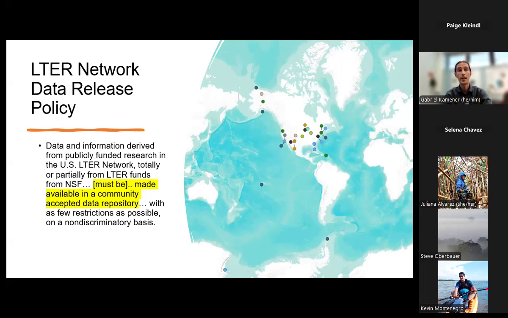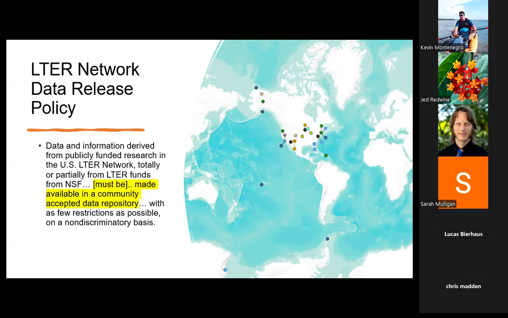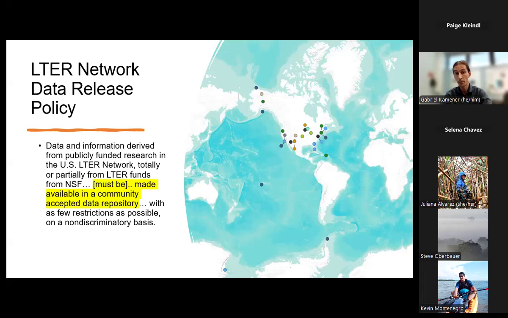And the LTER network has a data release policy that all LTER sites need to follow. Basically, the data and information derived from publicly funded research in the US LTER network, whether totally or partially from LTER funds from NSF, must be made available in community accepted data repositories. So basically, if NSF is at least partially funding the data collection, it needs to be published in such a way, and with as few restrictions as possible on a non-discriminatory basis.